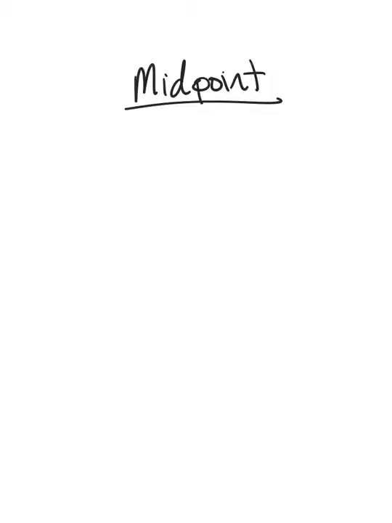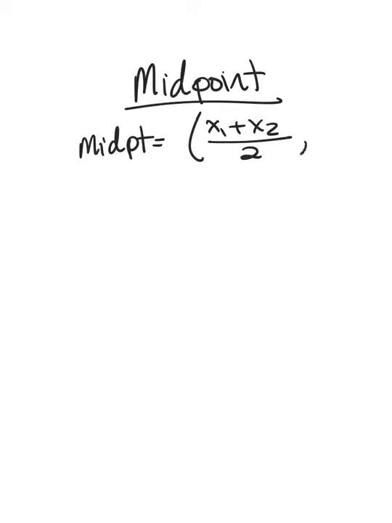So the formula for midpoint is x1 plus x2 divided by 2 and y1 plus y2 divided by 2. It's a point. It has an x and a y. It's a coordinate point. Got it?